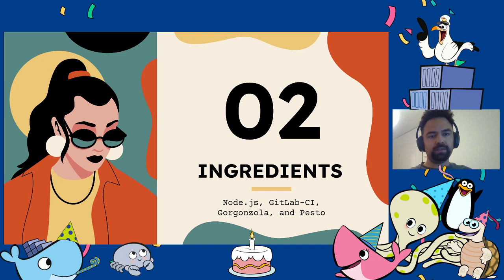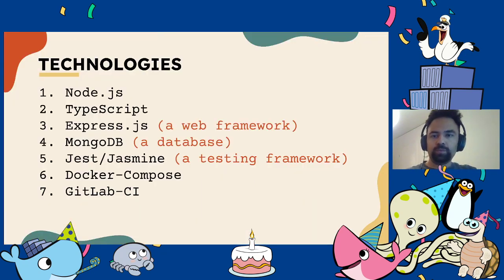So the ingredients. Let's assume we have Node.js with TypeScript, which is now very common. Express.js as a web framework. It doesn't really matter which framework you use, but let's assume that we use Express. MongoDB as a database. The testing framework doesn't matter, say Jasmine. Docker Compose, we will get to it later, and GitLab CI. We can do most of these things with any other CI tool, but I'm going to use GitLab CI because I'm more familiar with it. There will not be much code in the slides, so you can recreate all of these steps with any other CI tool.